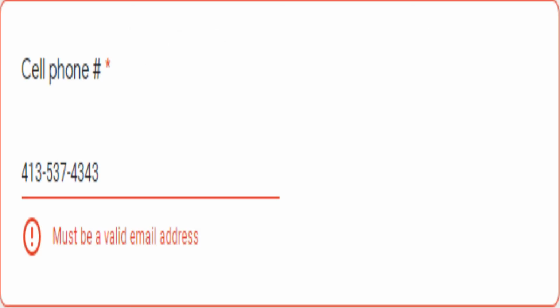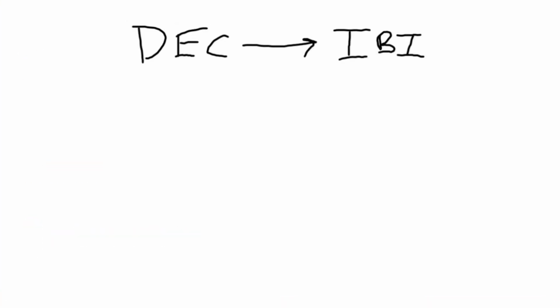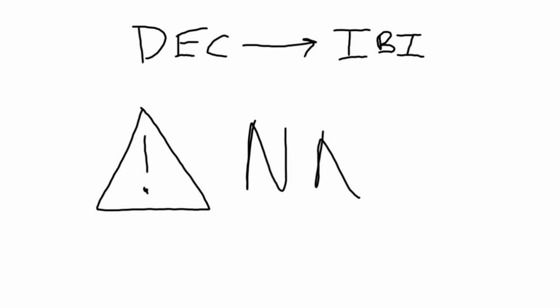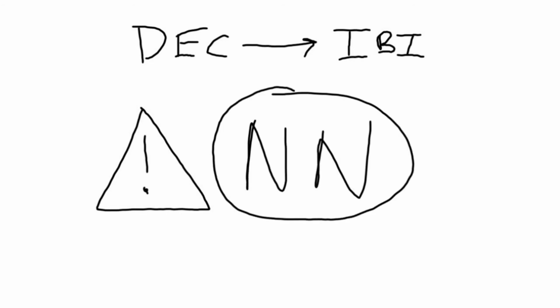Converting from decimal to IBI is slightly harder. We showed you a simple example in a previous episode, but now we will explain the full process. The most important thing to note when converting from decimal to IBI is that negative notation will often be used.